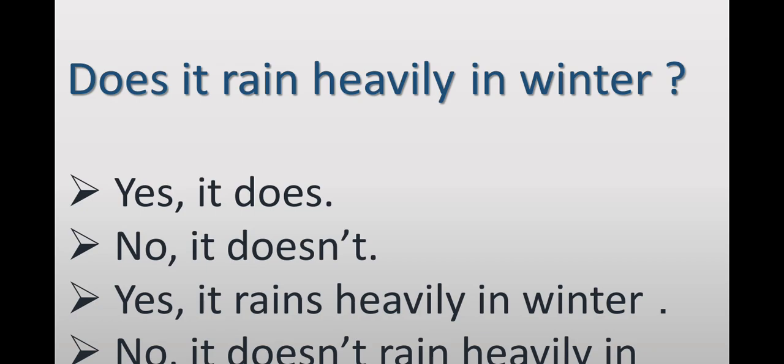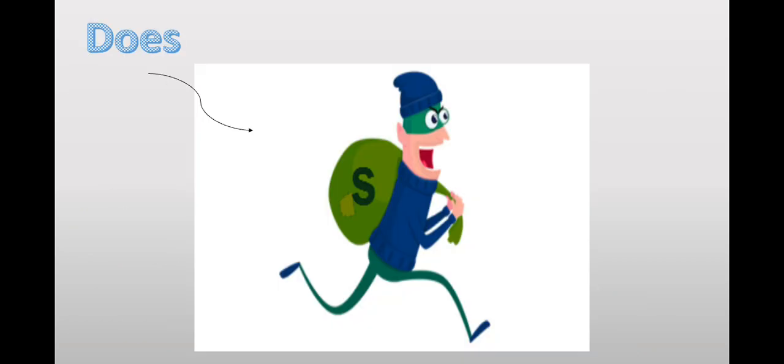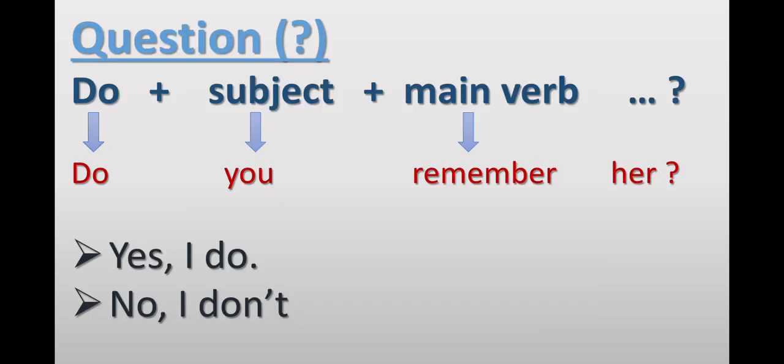What about the full answer? Yes, it rains heavily in winter. No, it doesn't rain heavily in winter. This is the case in Egypt. So in Egypt, it doesn't rain heavily in winter. Okay, but maybe in USA or other countries, yes, it rains heavily in winter. Okay, so does and do should be followed by the base form of the verb. So does takes the s or the es or the ies from the verb.